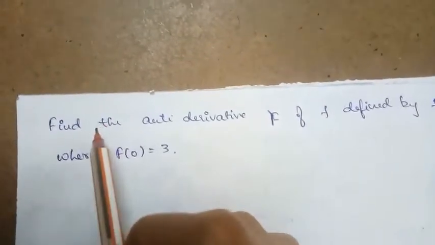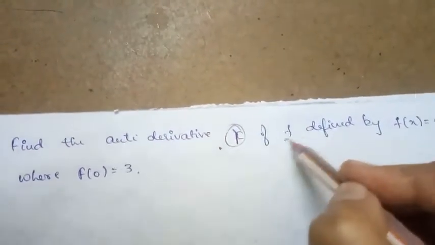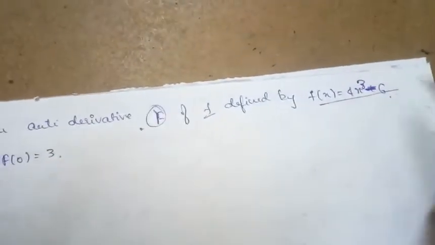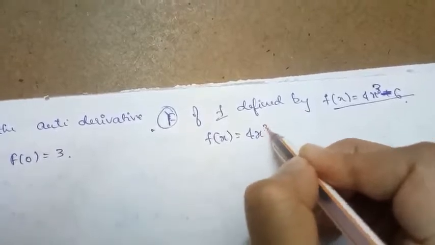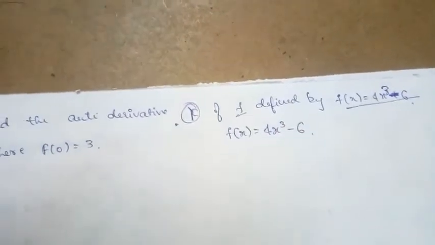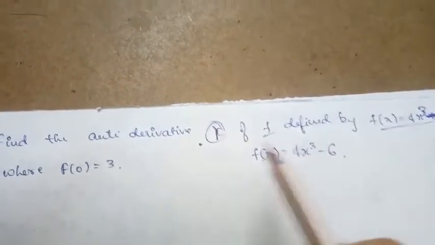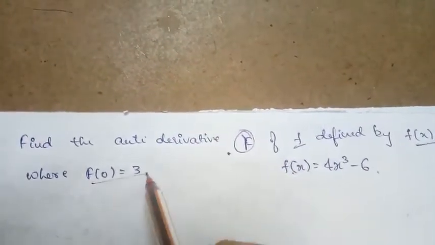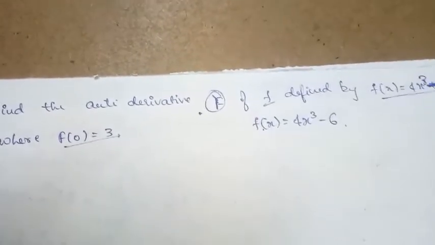So the next question is, we need to find the antiderivative F of small f such that f of x is given as 4x cube minus 6. This is the function they have given. We need to find the antiderivative of this function such that they are saying F of 0 is equal to 3. So how are we going to find it?